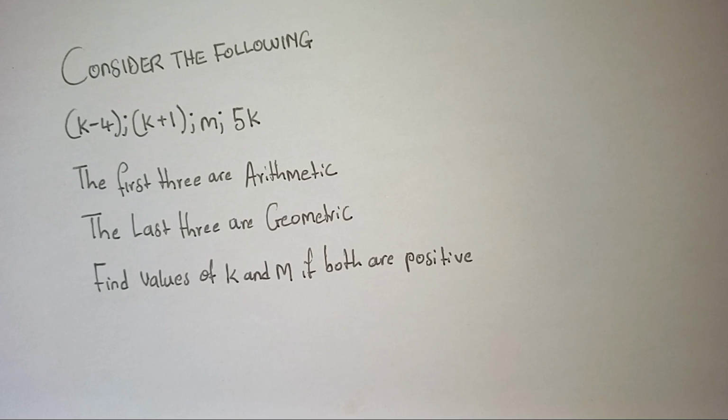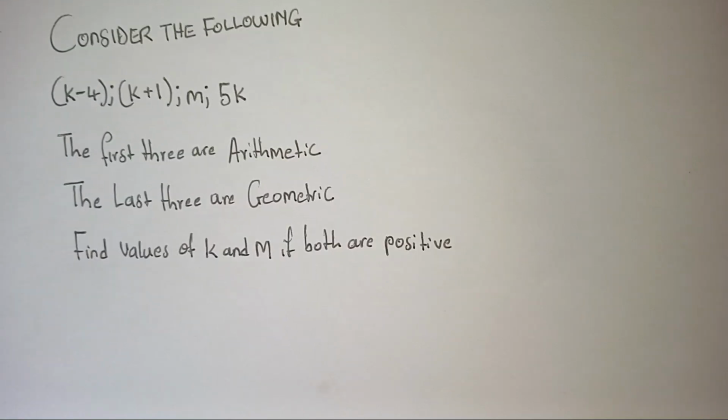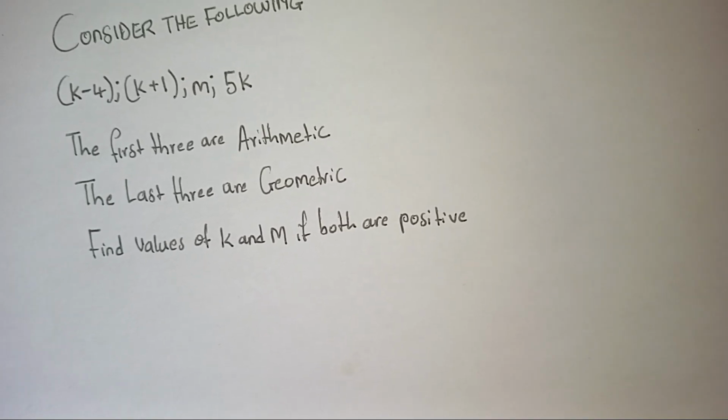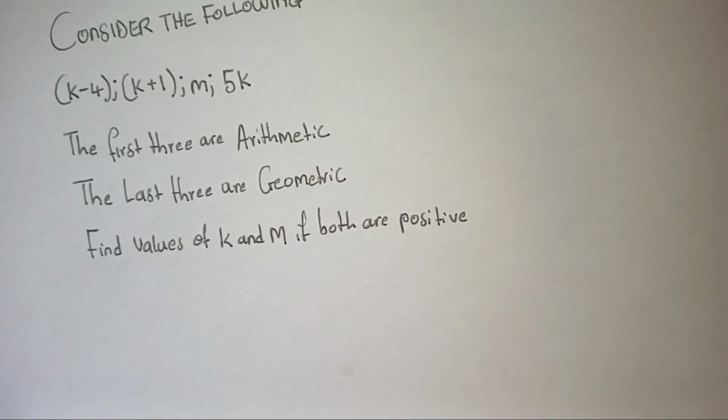You're given extra information that the first three terms are an arithmetic sequence and the last three terms are a geometric sequence. With that given information, you are required to find the values of k and m if both are positive integers. Okay, so now we can use the given information to deal with this problem.